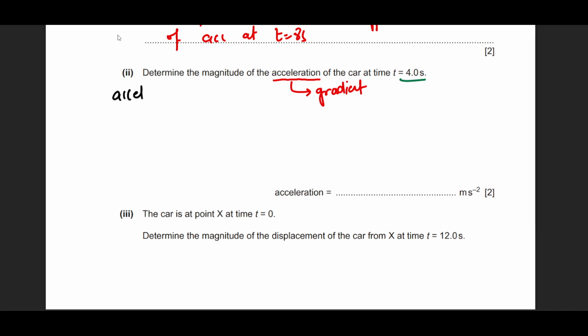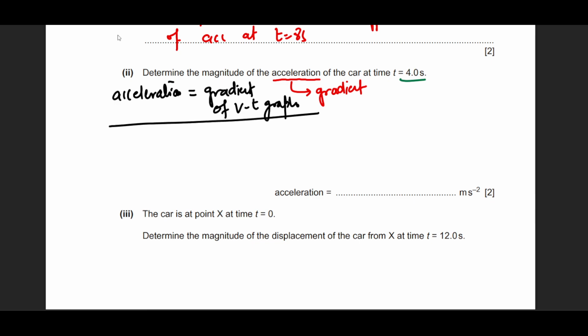So mention that acceleration is equal to the gradient of what? Of the velocity time graph. So that way he knows what you're going to do. Then mention the coordinates that you've selected, 12, 20, and then 4, 0.